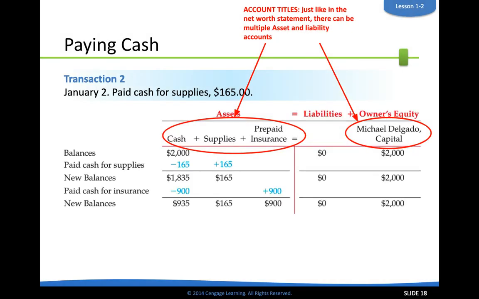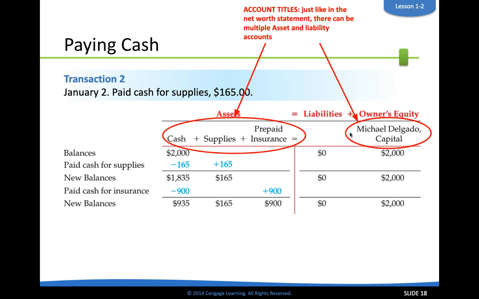Next transaction that happens is paying cash for supplies. And just as a little side note, as you see these things, cash, supplies, prepaid insurance, Michael Delgado Capital, these things are account titles. Just like in the net worth statement, there can be multiple asset and liability accounts. Just think of that class ring, that savings account, that checking account. There are going to be a lot of different asset accounts, and a lot of different liability accounts as well. And keeping track of those, we're just going to be setting these up.